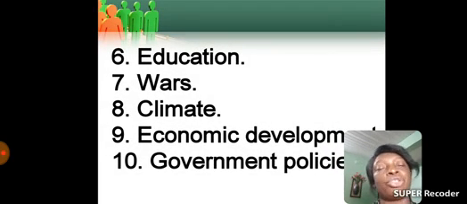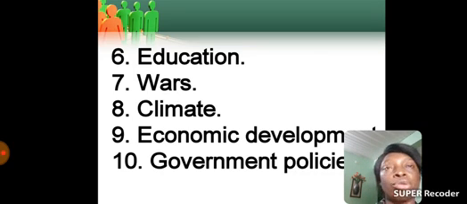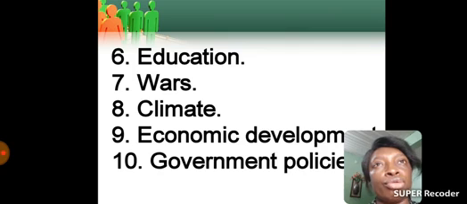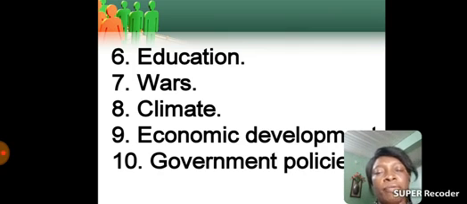Number 6, we have education. The more educated a society is, the better they will do. So education affects people who travel to other countries to go to school. People travel out of their own country because maybe they don't have good schools, so they move out to other places where you have better education. So you see, it affects.